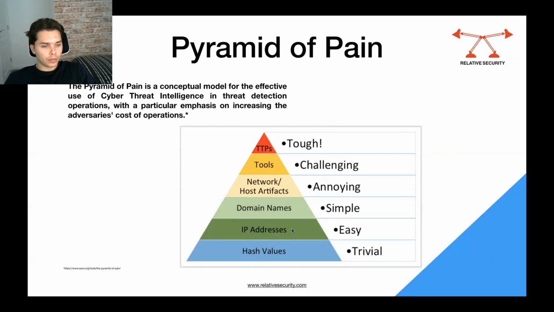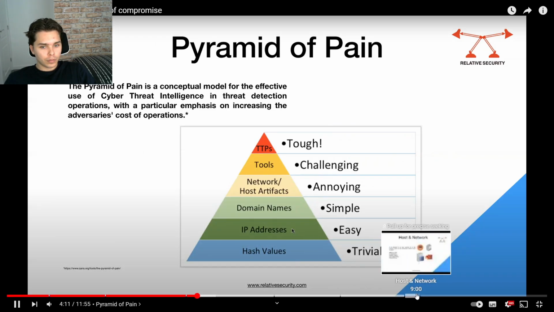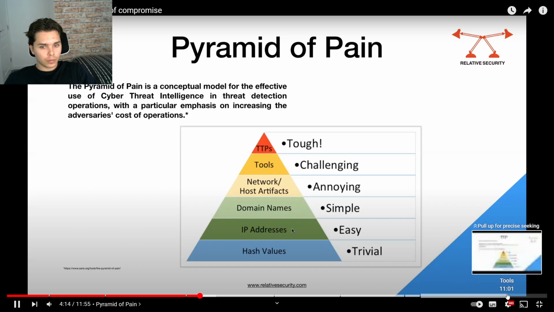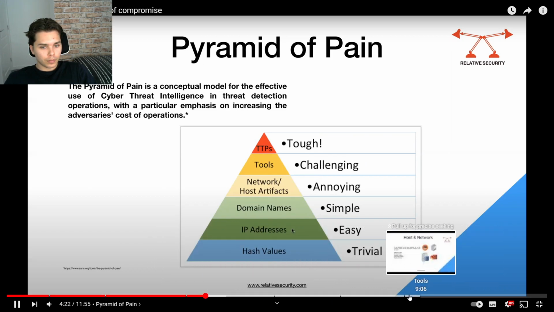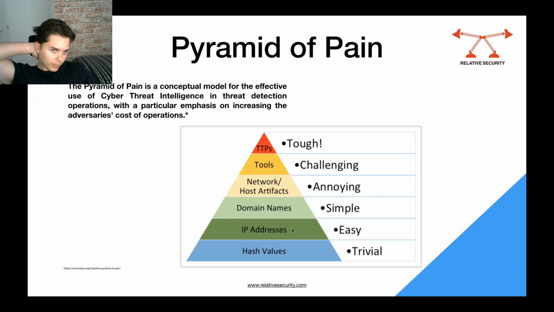Pyramid of pain is a conceptual model for the effective use of cyber threat intelligence in threat detection operations, with a particular emphasis on increasing the adversary's costs of operations. What does it mean for the cost of operations? For example, in the last slide, we talked about what were the indicators of compromise. It could be a hash value, IP address, domain name, tools, or TTPs.